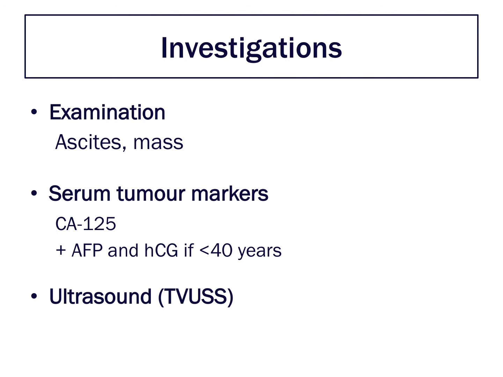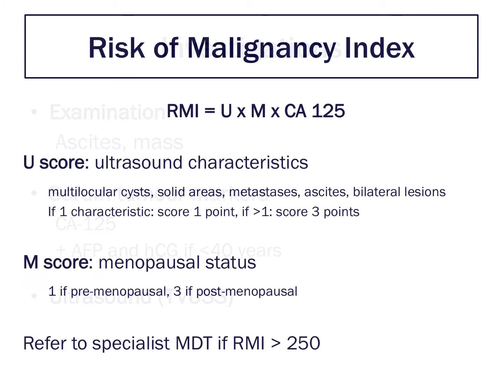And on ultrasound, there are certain features that may suggest that the mass is likely to be malignant. So a mass that is rapidly growing or is over 5 centimeters is worrying. If there's ascites on ultrasound, if there are bilateral masses, and if the masses have a solid nature or a septate nature, these are all worrying features.